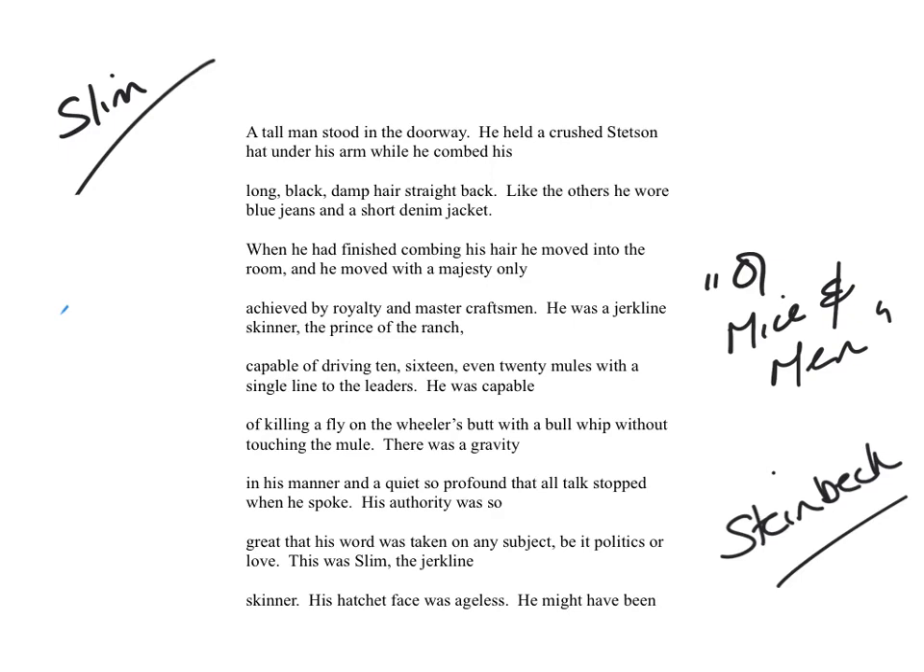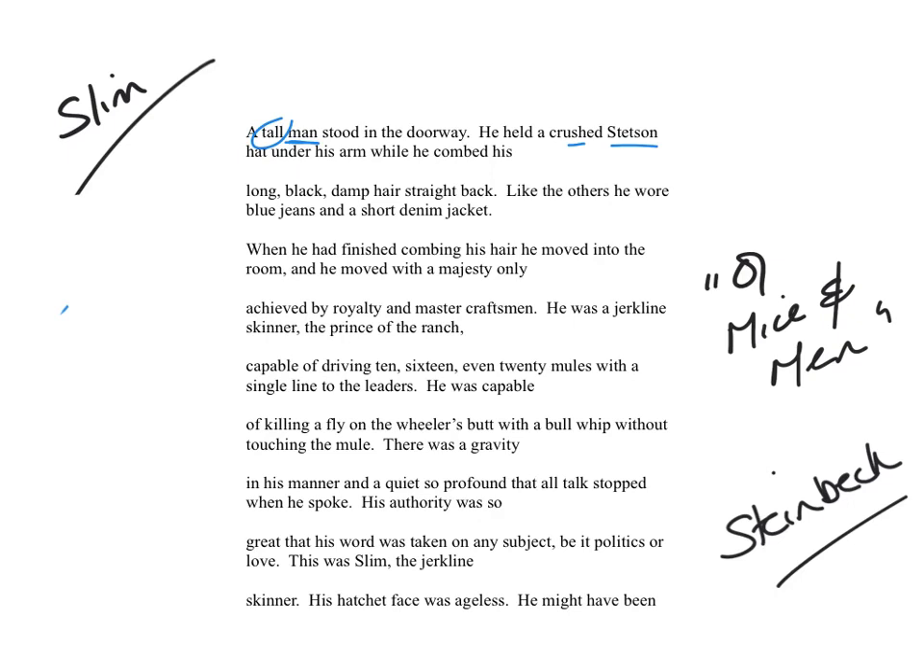Okay, it might be that you're now going to move on to the active reading. So looking at it, say, "A tall man stood in the doorway." We don't know who he is yet. Is it important that he's tall? "He held a crushed Stetson hat under his arm." Now, hopefully you've been able to work out what a Stetson hat is. It's kind of like a cowboy hat. But you know, it's crushed. "And he combed his long, black, damp hair straight back."